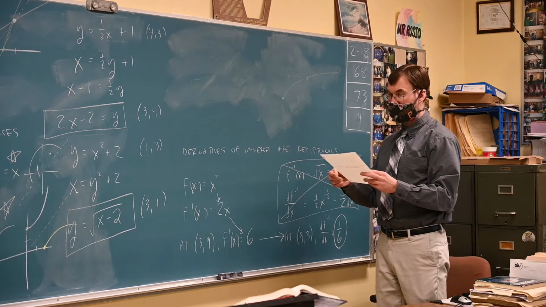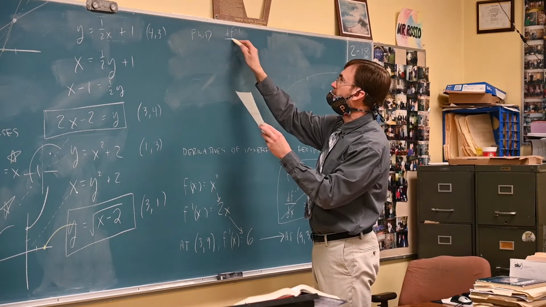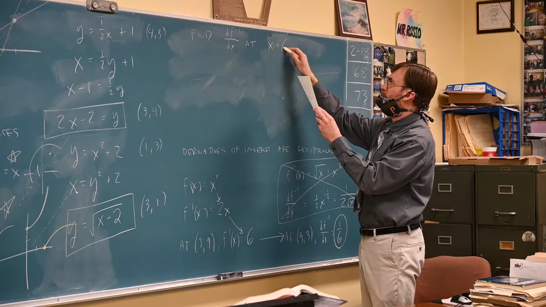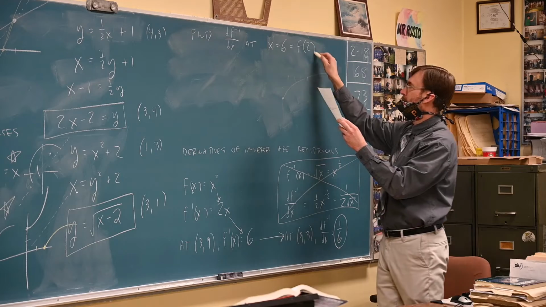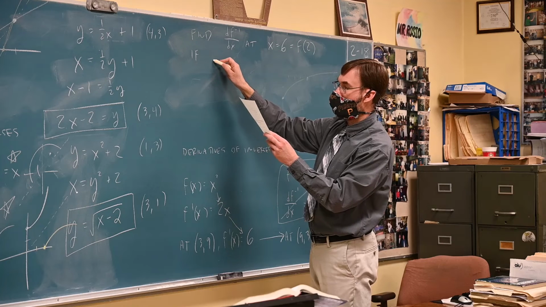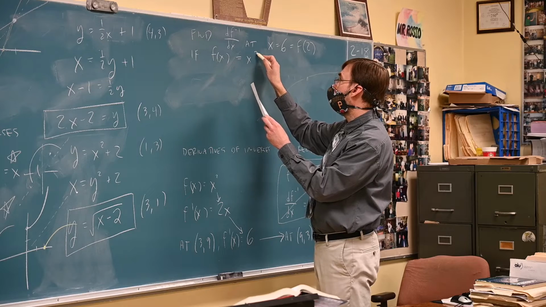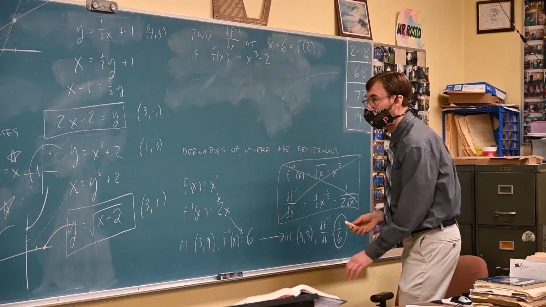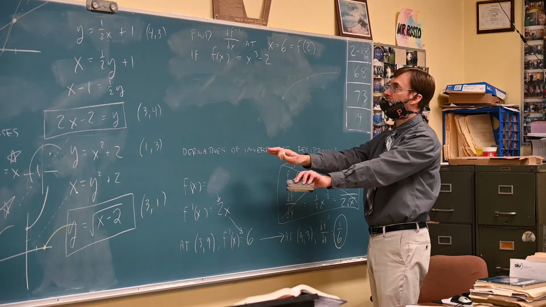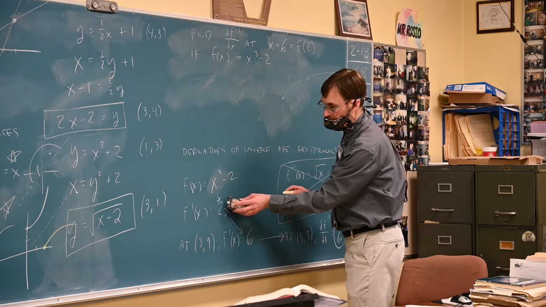So the question may say something like, find the derivative of the inverse at x equals 6, where 6 equals f of 2, which is a bunch of math, if f of x equals x cubed minus 2. So this is what they're meaning. They're meaning that in original function world, we have the equation x cubed minus 2.